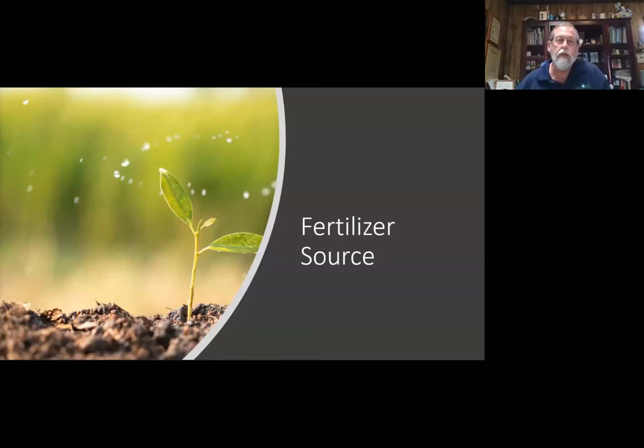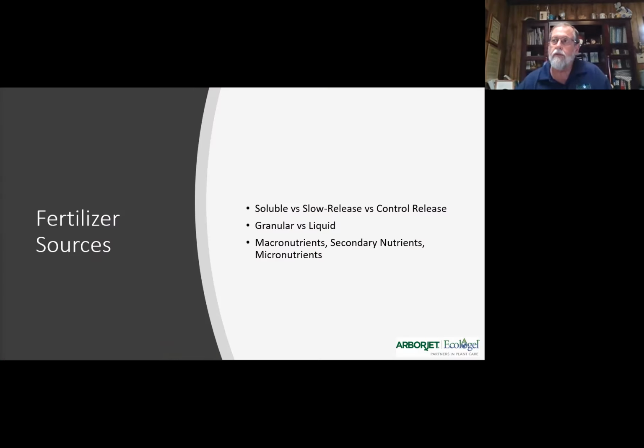Now, the source of fertilizer also has a big effect on how fertilizers are used and how efficient they are. And there's different kinds of fertilizers. There's the consideration of soluble versus slow release versus what's called controlled release fertilizers. There's a discussion about do you use granular or liquid fertilizers. And then finally, we'll discuss a little bit about macronutrients versus secondary nutrients versus micronutrients, and how they can be used in different ways to maximize results and improve or optimize fertilizer efficiency.